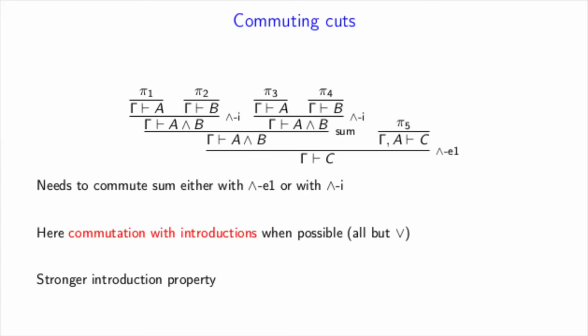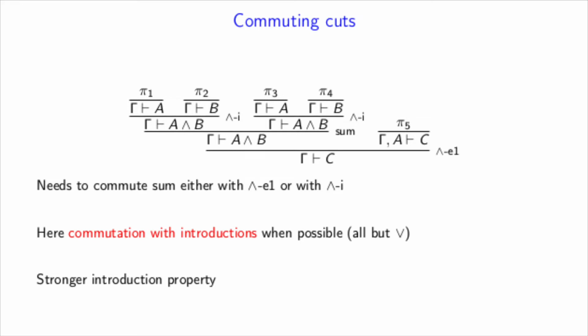These rules enable us to build a proof such as this one, where a conjunction is first introduced and then eliminated, but where a sum rule has been inserted in the interstice between the introduction rules and the elimination rule. And if we want to reduce such a commuting cut, we have first to commute the sum rule either with the elimination rule below or with the introduction rules above.